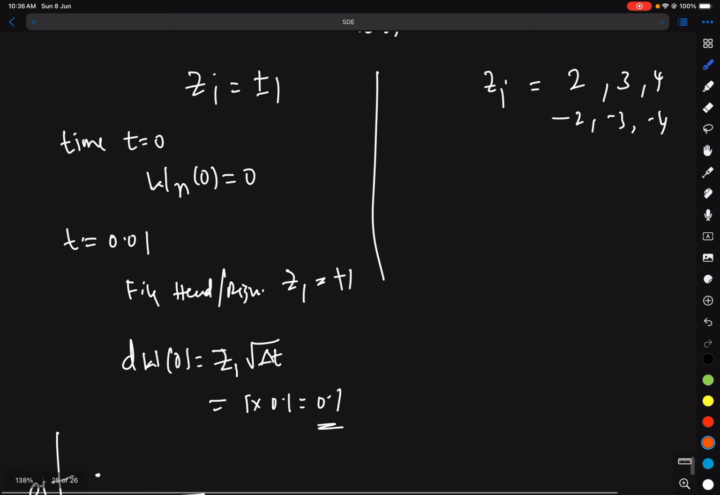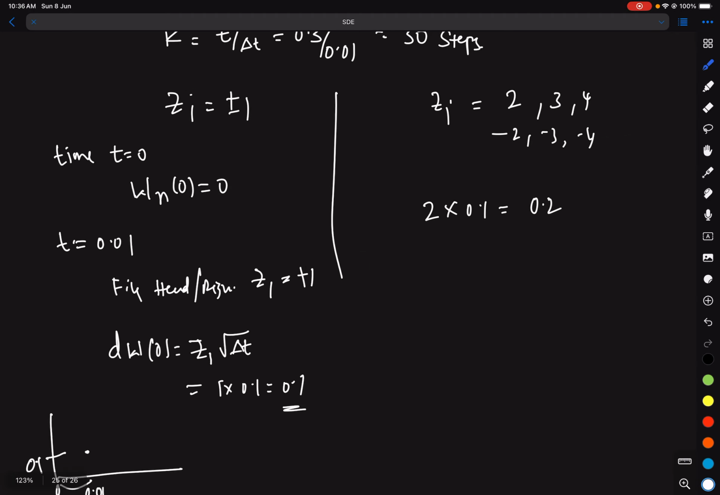And coming to the continuous, instead of taking 1, we take 2, times 0.1, which is, let me calculate, 2 times 0.1 equal to 0.2. So this is how we calculate Brownian motion for discrete and continuous steps.